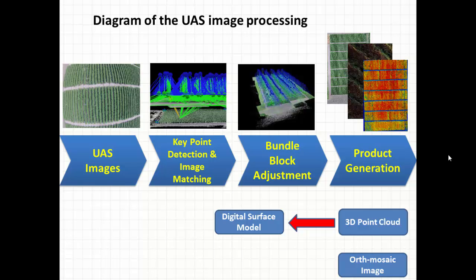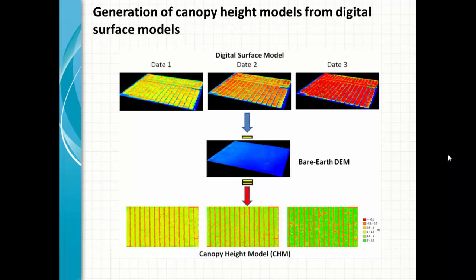In this work, we primarily use the 3D point cloud, which is used to generate a digital surface model. We use the digital surface model to generate a canopy height model, which has been well introduced by Dr. Qingha Zheng. We use the digital surface model from different days and subtract the bare Earth DEM to get the canopy height model. The bare Earth DEM can be obtained by flying over the crop field before the planting season, or at least before the emergence of the crops.